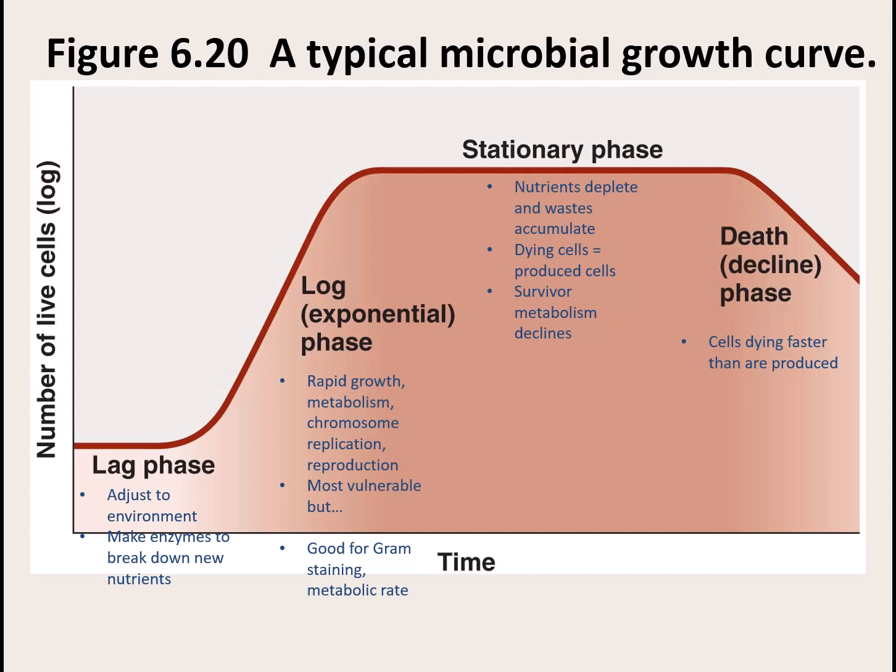Doesn't mean new bacteria aren't being made. There is still binary fission occurring. However, now we're also going to have dying cells. So it's stationary because number-wise, if you're getting 100 new bacteria during this time period, there's also then 100 bacteria that just died. So overall numbers are not increasing. And dead bacteria do not always gram stain accurately. So we try to pull them out of the incubator before they get to this phase.